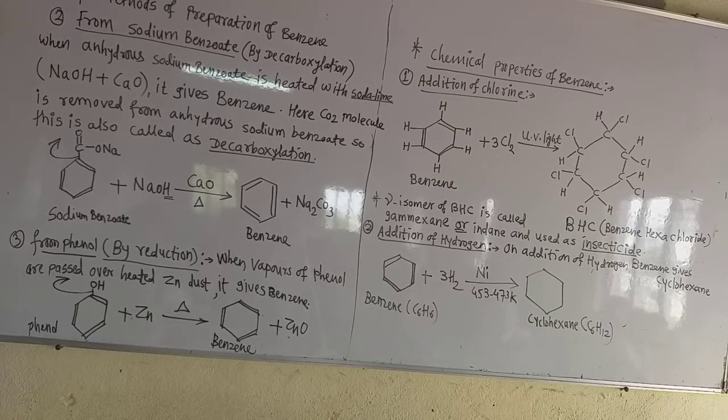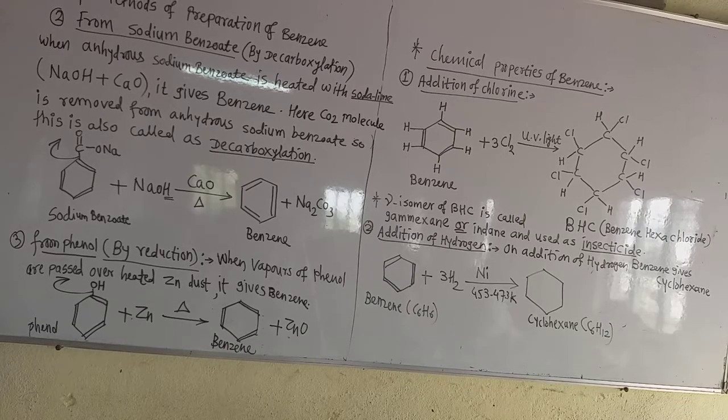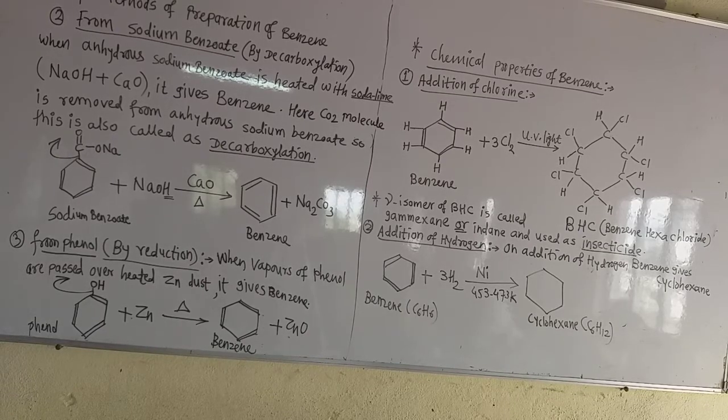Benzene is insoluble in water and it forms the upper layer when mixed with water. Because it is lighter than water, it forms the upper layer and water forms the lower layer, because the density of benzene is less than that of water. So it forms the upper layer. Benzene is insoluble in water, but benzene is very soluble in organic solvents such as alcohol, ether, chloroform.